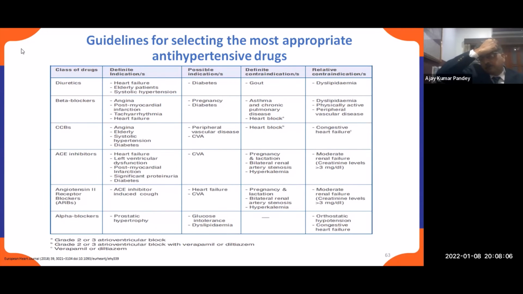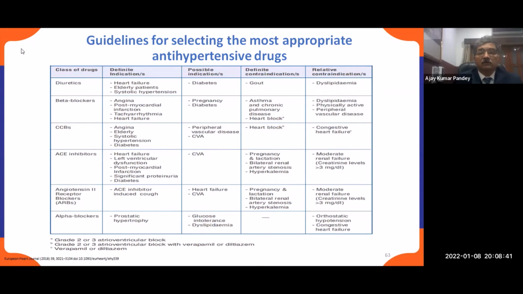Gout and dyslipidemia: a rise in triglyceride and a rise in uric acid are usually seen with diuretics, so we should avoid them. Beta blockers are avoided in asthma, COPD, heart block. Dyslipidemia is not that much of a contraindication, but relative contraindications are physical activity; in younger people we avoid beta blockers because of erectile dysfunction and all. Peripheral vascular disease is definitely a relative contraindication, but beta blockers are definitely required in angina, CAD, tachyarrhythmia, heart failure patients.